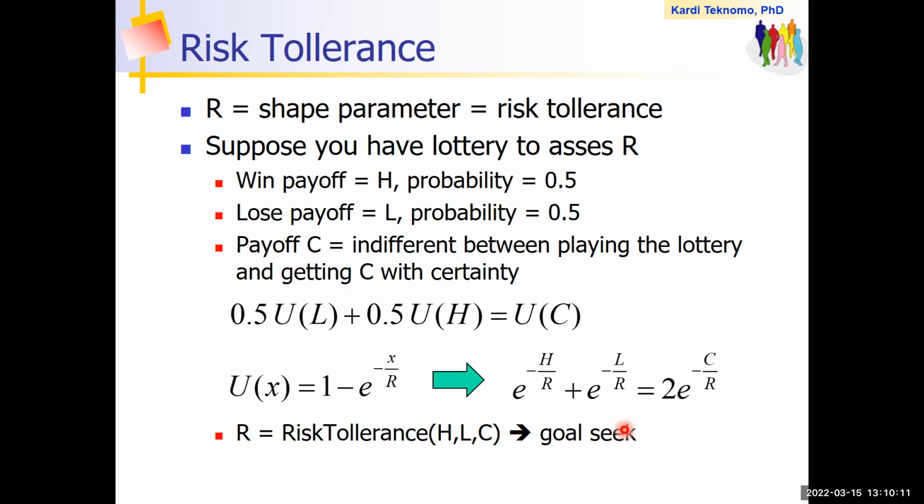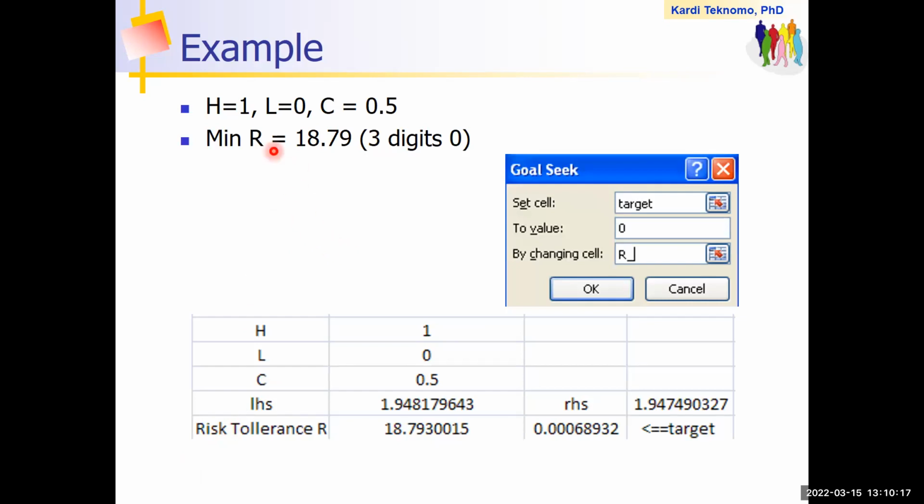Let's take an example. Suppose H is 1, L is 0, C is 0.5, and the probability is 0.5, like a while ago. So you input H as 1, L as 0, C as 0.5. Then you calculate the left-hand side and the right-hand side. The target here is the difference between the left-hand side and the right-hand side, and then you use Goal Seek to get the risk tolerance. Okay, let's practice this.